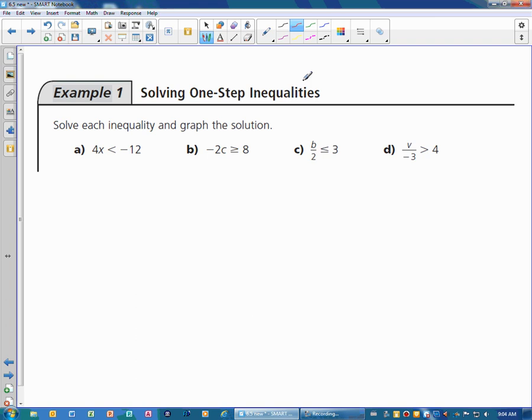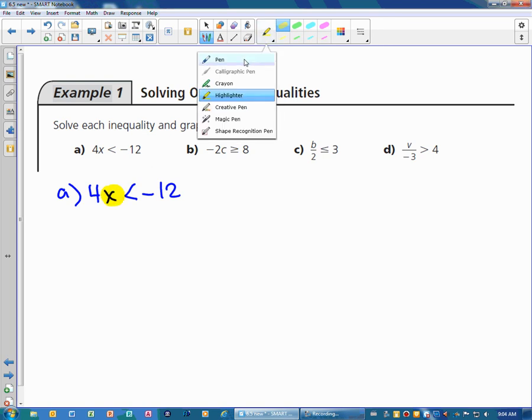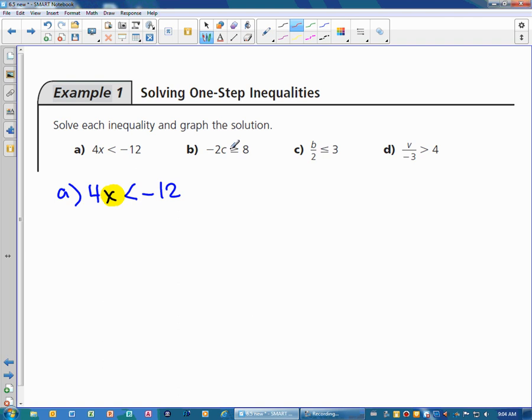All right, so A, I have 4x less than negative 12. Remember, the whole point of algebra is to isolate the variable. How do you isolate the variable? You do the opposite of what's being done to it. Here's my variable x, it's being multiplied by 4. The opposite is dividing by 4. If you do it to one side, you do it to the other. The 4's cancel, leaving me x less than negative 3, because negative 12 divided by 4 is negative 3.